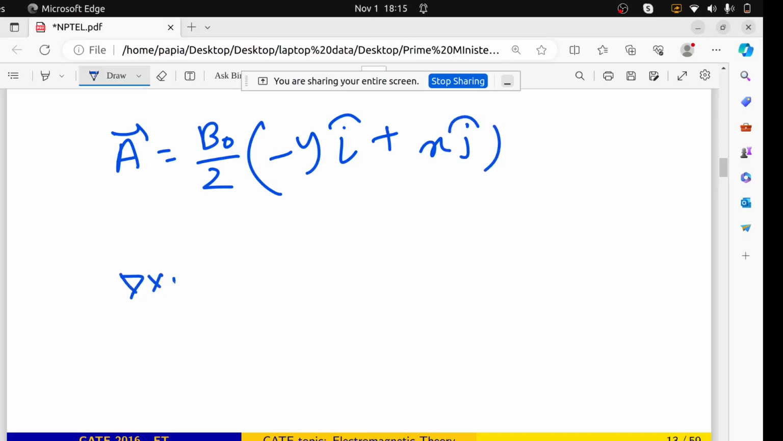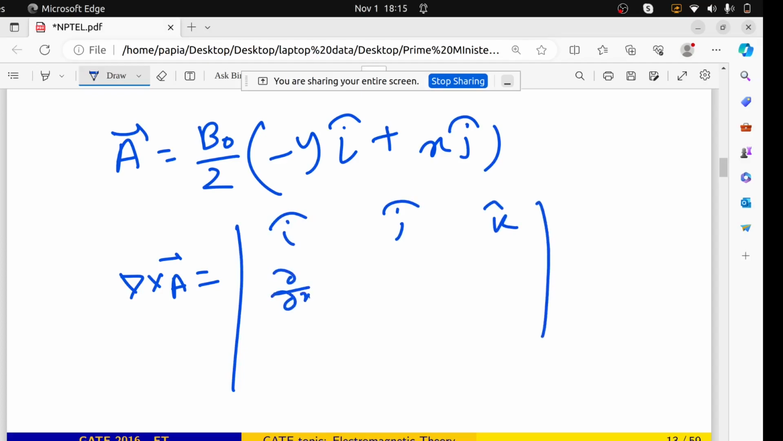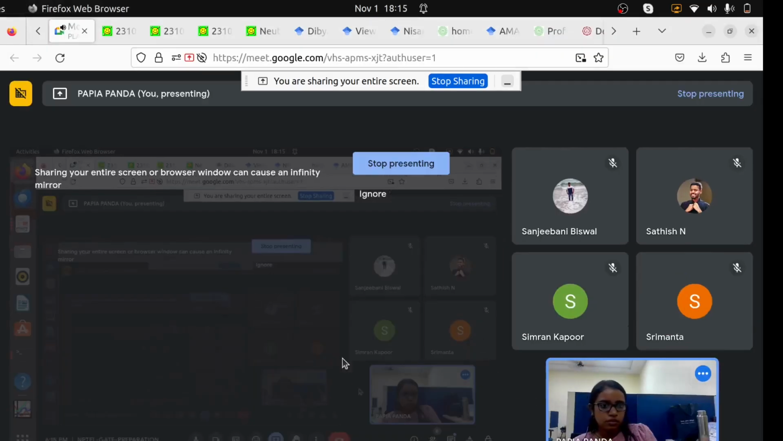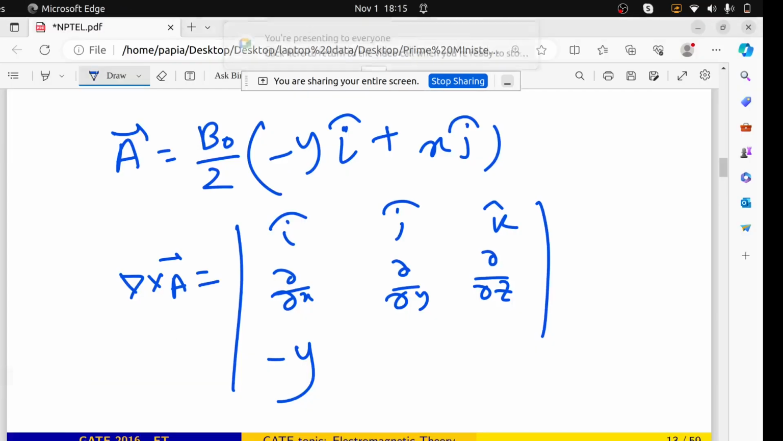So now curl of A. Simply I am going to write here i cap, j cap, k cap, del del x, del del y, del del z. Now you can see here, this is i cap, that means minus y is there. Oh, someone has already written the result also. Okay, let me write this option, and it is x, and this is 0 because there is no k cap, right? So what will be the value for this case?